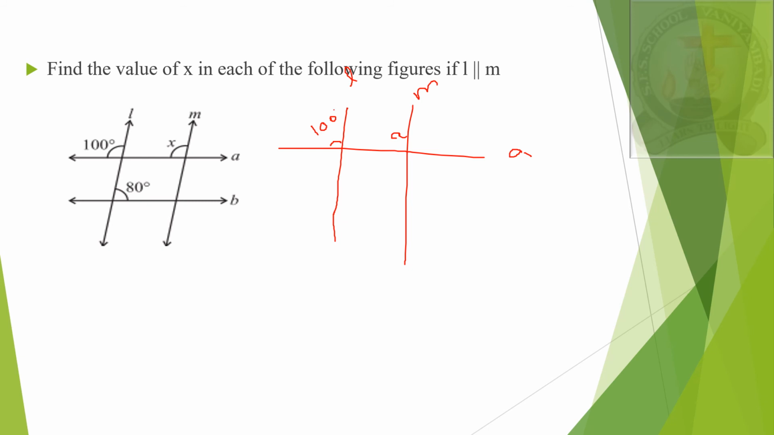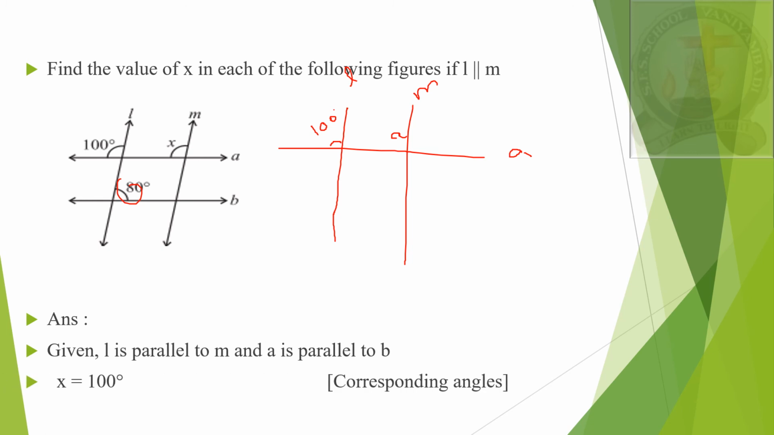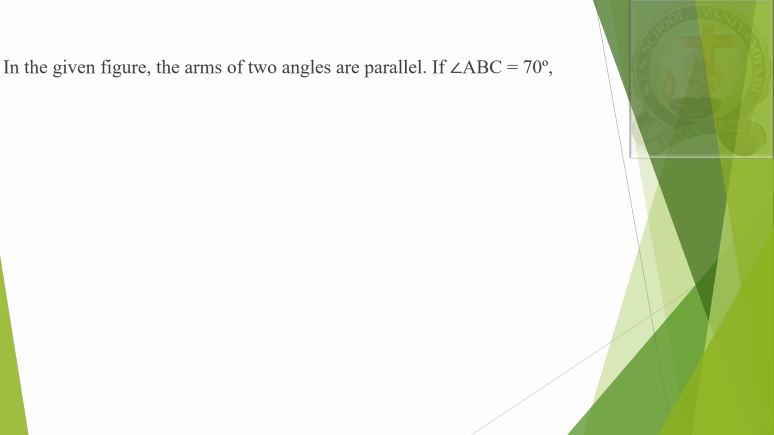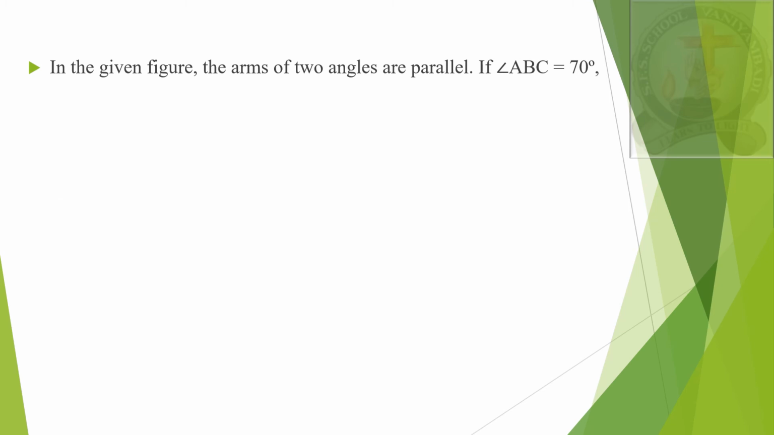Then this 100 degrees and x, they both are corresponding angles because they have different vertices and they lie on the same side of the transversal line. They are equal in measure. Corresponding angles are equal in measure, students. So what is given here? L is parallel to M, then A is parallel to B. If you leave line B, you get line A, which will be the transversal to the lines L and M. Now x is equal to 100. Next one: in the given figure, the arms of two angles are parallel.